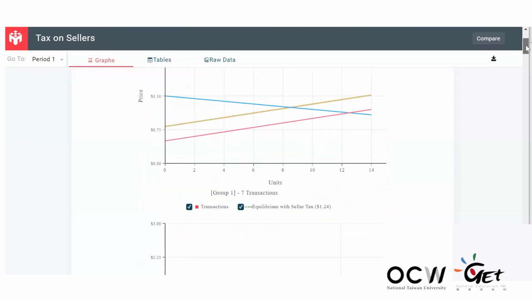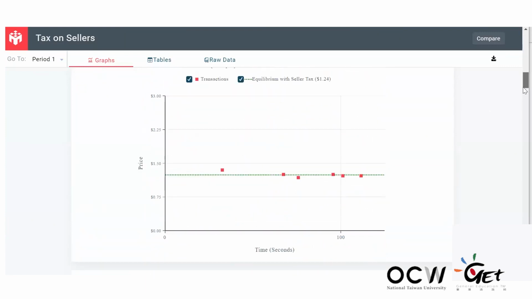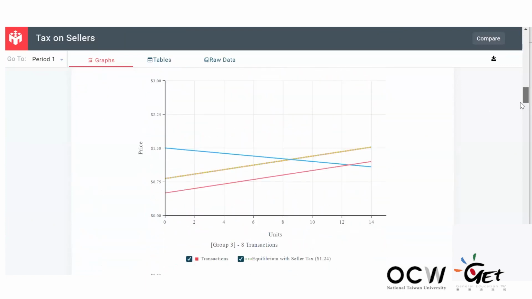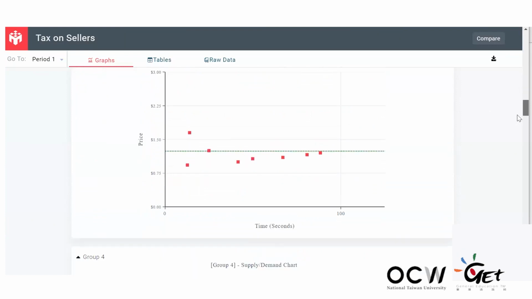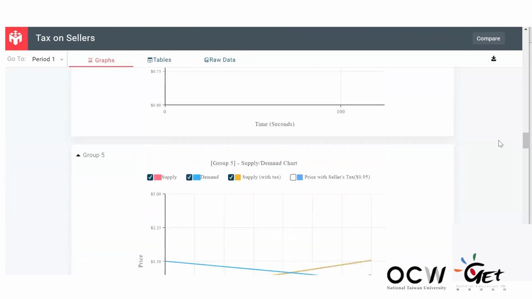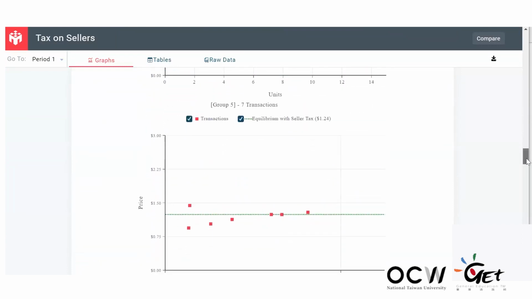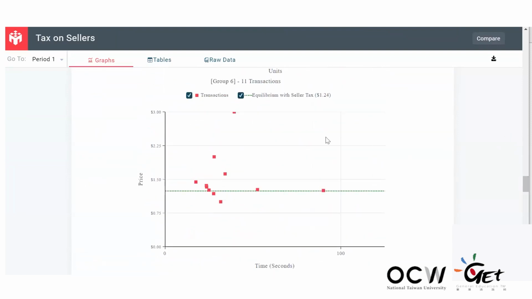So here the equilibrium with seller tax is $1.24 and the equilibrium quantity is going to drop to 9. And so here's the new equilibrium, and so group 1 is converging towards that. Here's group 2, also spot on. Group 3 started out crazy, but then converged towards that new equilibrium. Group 4, starting low, but then converging up. Group 5, again converging towards equilibrium. Group 6, oh, this one's crazy. Somebody bought at $3.